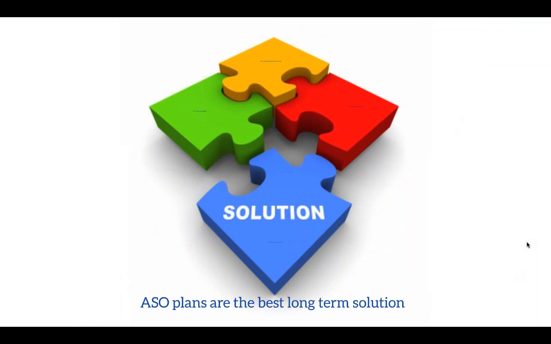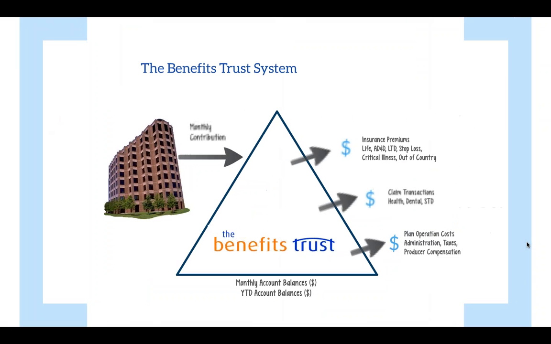ASO plans are the best long-term benefit solution. Our system is very simple. It's very straightforward. Client makes a monthly contribution to the benefits trust. The benefits trust then, based on that monthly contribution, does three things with it. That monthly contribution comes in based on a billing statement that we provide to the client. We're going to take their money in the trust, and then we are going to send it out in three different ways. Number one, we are going to purchase insurance, which includes life insurance, AD&D, long-term disability, critical illness, out-of-country emergency travel coverage, wellness programs, etc.